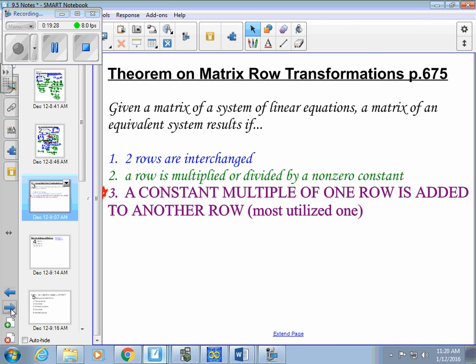Okay. The second one says a row is multiplied or divided by a non-zero constant. I can multiply any row, just like I can multiply any equation by 2 or -3 or divide everything by 5 or 10, as long as you're doing things to the whole row. Okay. The starred one is one that you're going to be using a lot to create things. That's our most utilized one that we have. You multiply one row by something and you add it to another row to get rid of things. Okay, it's just like elimination. It's just that we don't have the variables there. We're not constantly rewriting x's and y's and z's. We're just manipulating the numbers.